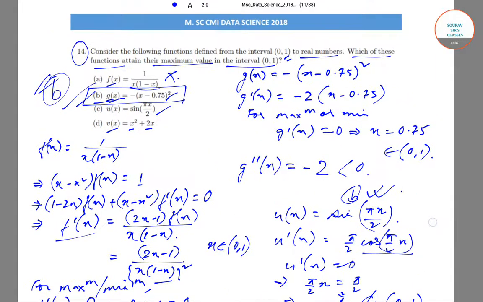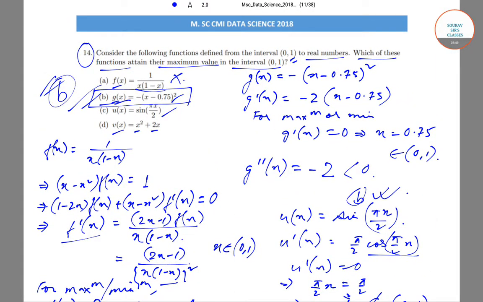So this is how you solve question number 14 from the CMI data science paper of 2018. We'll be solving the next questions in the subsequent videos. Thank you very much.